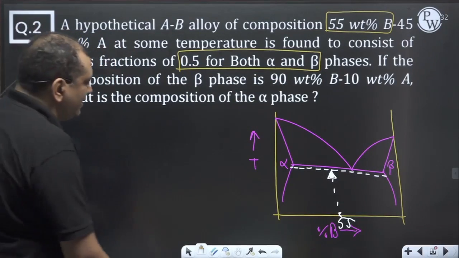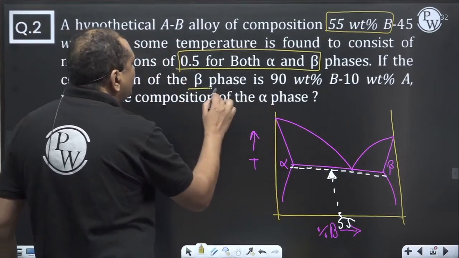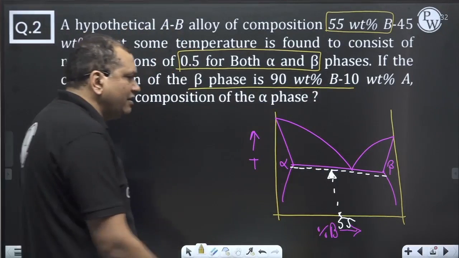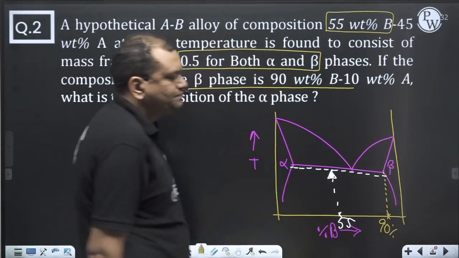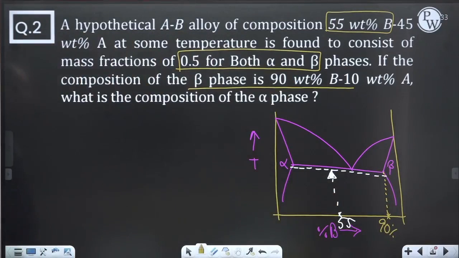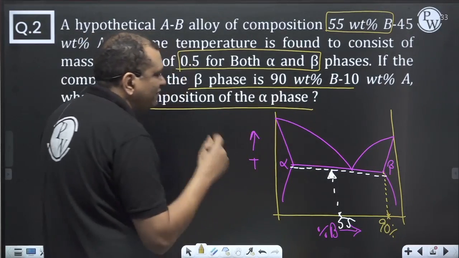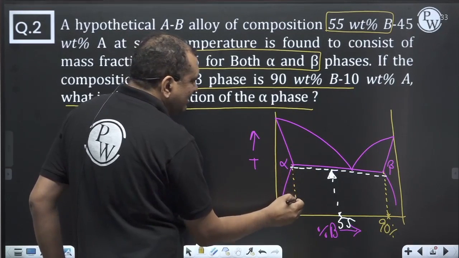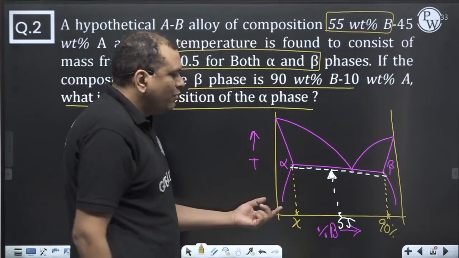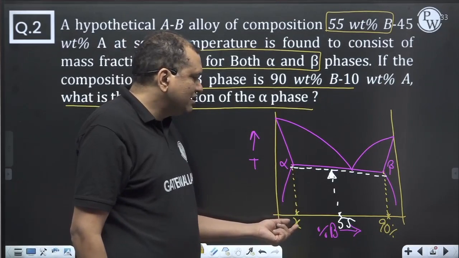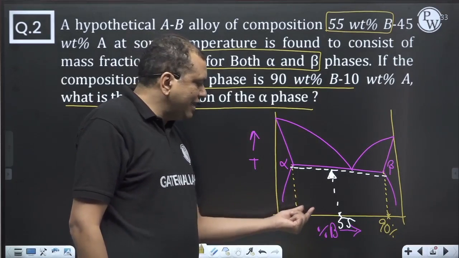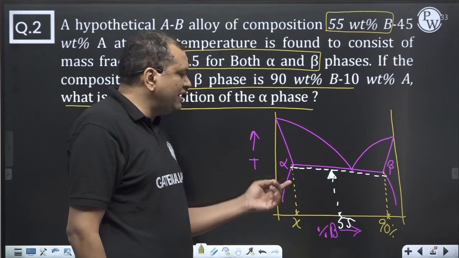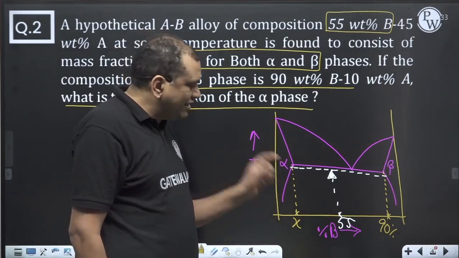If the composition of beta phase is 90 weight% B, meaning this solid solubility where the beta appears is 90%. What is the composition of the alpha phase? In other words, what is this solid solubility X? Why am I saying solid solubility? Because X% B will be completely mixed with A and produces a solid solution called alpha phase. So we have to calculate X.